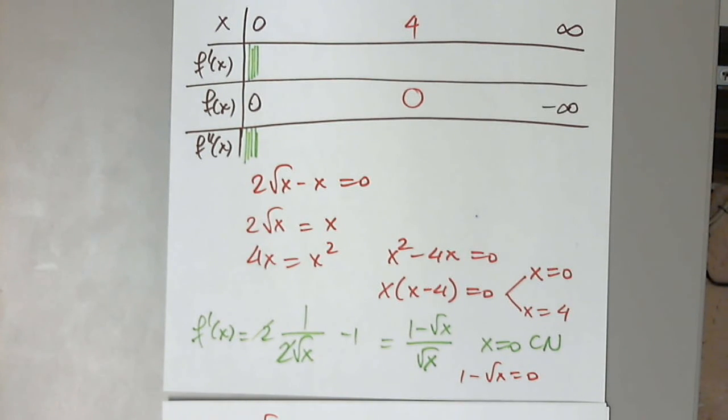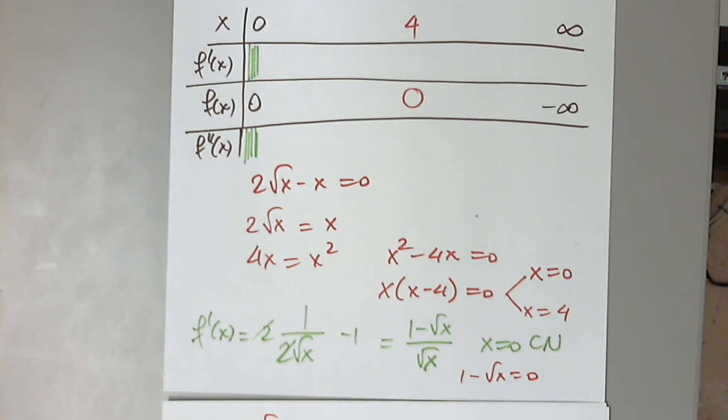How do we get the 1 minus square root of x? So I find the least common denominator. That's okay. 1 minus the square root of x over the square root of x. So the numerator has to be 0 for a fraction to be 0. Why do you say 0 is a critical number?